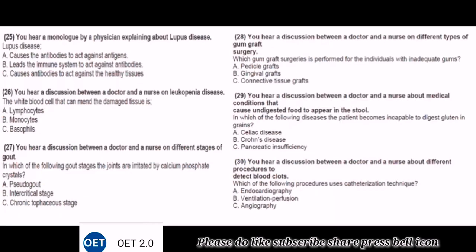That is the end of Part A. Now, look at Part B. Part B. In this part of the test, you will hear 6 different extracts. In each extract, you'll hear people talking in a different healthcare environment. For questions 25 to 30, choose the answer A, B, or C, which fits best according to what you hear. You will have time to read each question before you listen to the audio. Complete the answers as you listen to the audio. Now look at the question 25. You hear a monologue by a physician explaining about lupus disease. Now read the question.